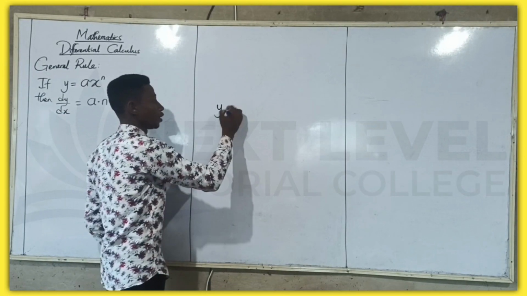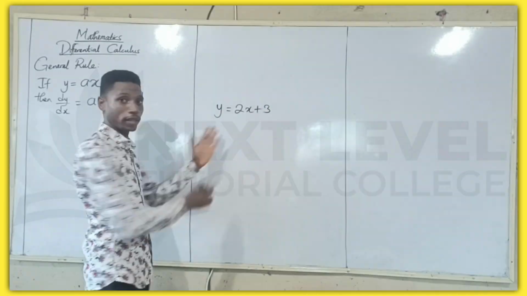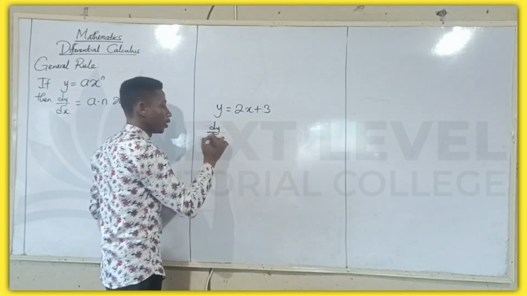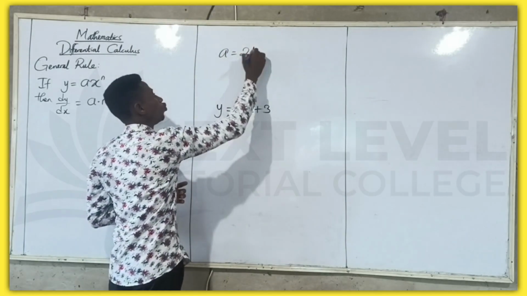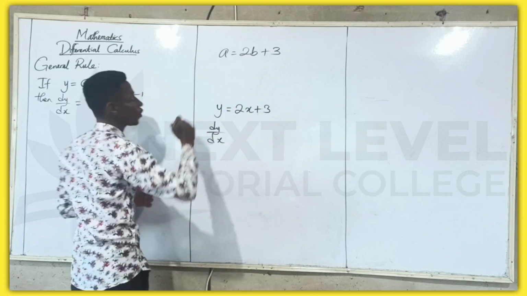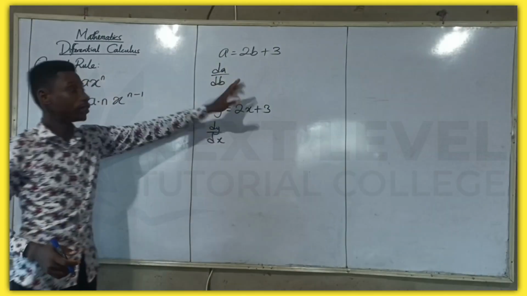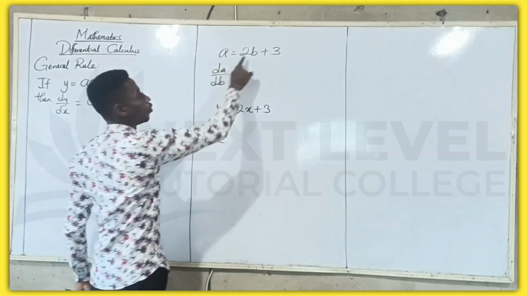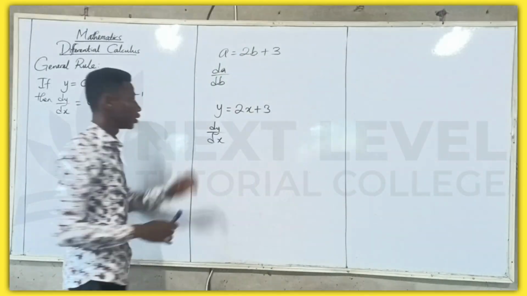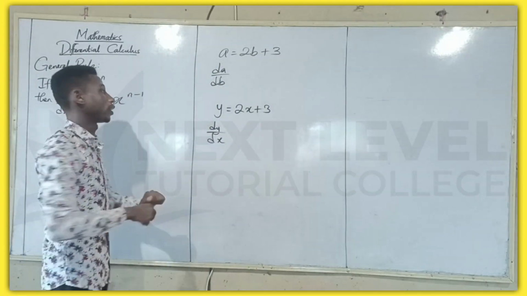If you have something like this, y equals 2x plus 3, this is a function of y in terms of x. So we write this one as dy/dx. But if it is A equal to, say, 2b plus 3, this will be written as dA/db, and it is still differentiation, that is the differentiation of A with respect to b. This means the differentiation of y with respect to x.